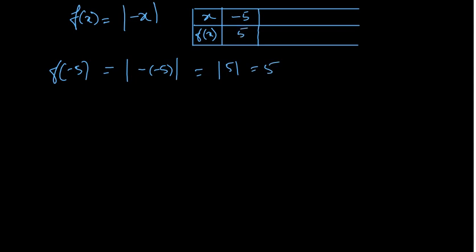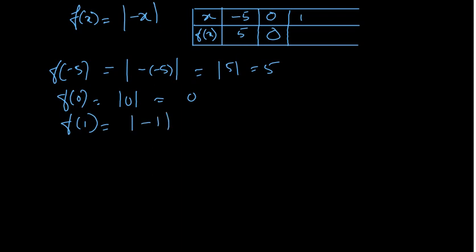Let's take another value, like 0. So f of 0 is mod of 0, which is 0. There is no negative 0 or positive 0. It's 0. Now I'll take 1. So f of 1 is modulus of negative 1. By definition, it is 1. Then take the value 5. f of 5 equals mod of negative 5, which is 5, because by definition it's a positive value.